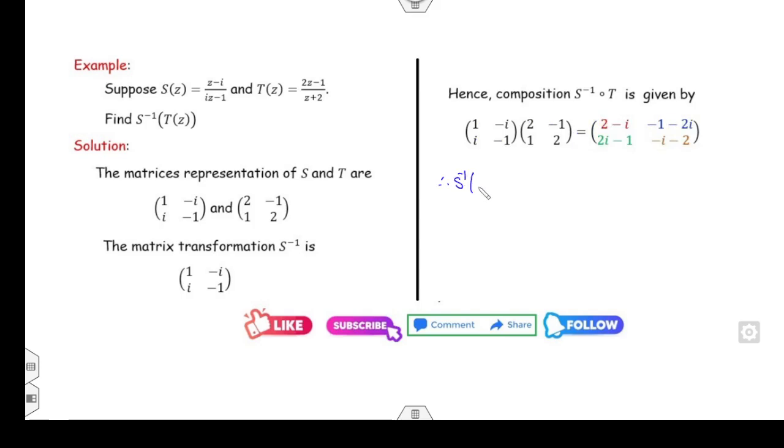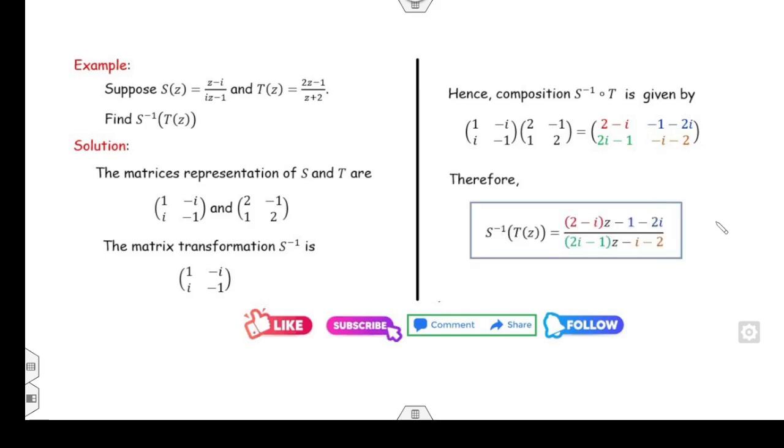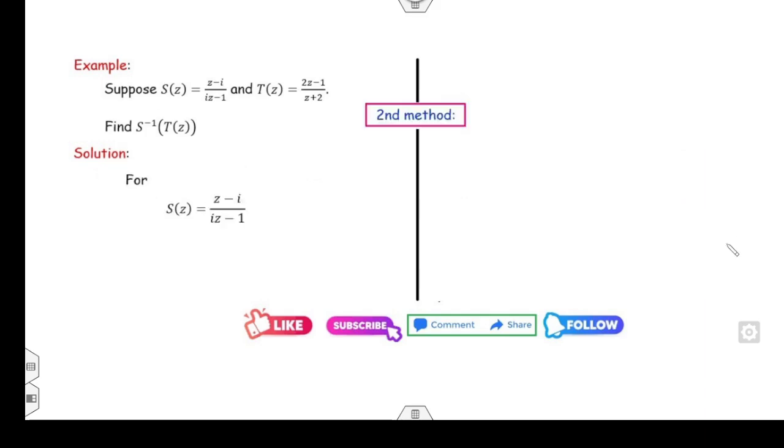Therefore, S inverse of T(z). Once we know that it's a matrix, you can write in terms of the representation: A into z plus B, that is minus 1 minus 2 iota, divided by C, 2 iota minus 1, into z plus D, minus iota minus 2. That is the right answer of the problem. The second method is, because we know S, you can write the S inverse.